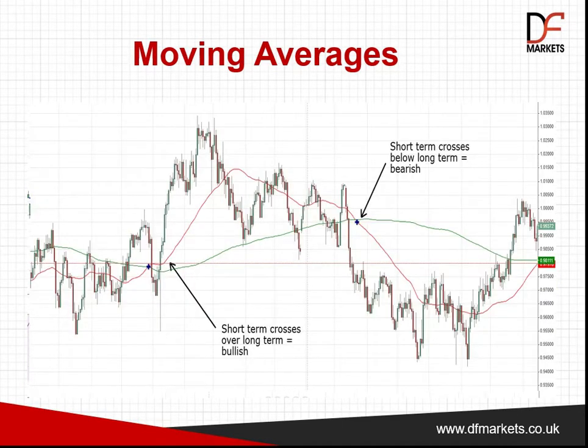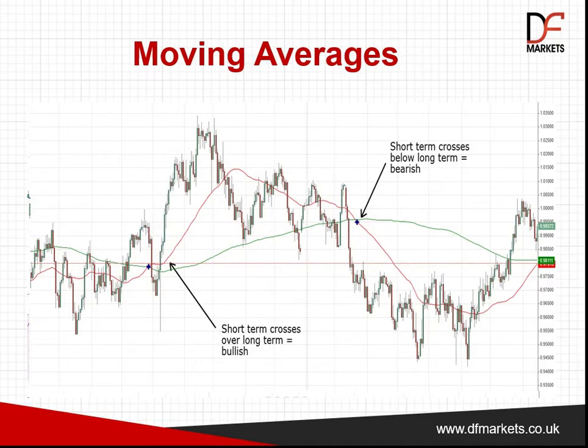Another way to use moving averages is to use moving average crossovers. When using them in this manner, essentially what you're looking to do is apply a shorter term moving average and a longer term moving average to the chart. When the shorter term moving average is above the longer term moving average, the market is classed as bullish. Similarly, when the shorter term moving average is below the longer term moving average, the market is classed as bearish.